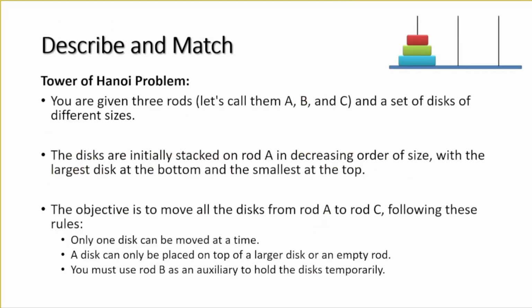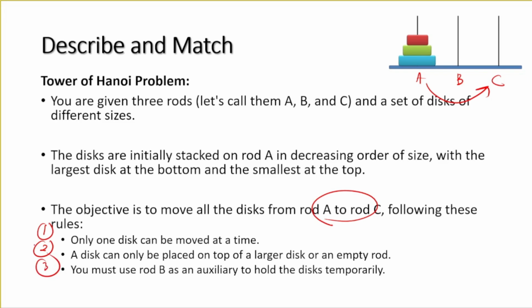You are given three rods. Let's call them A, B, and C. A set of discs of different sizes. The discs are initially stacked on rod A, in decreasing order of size, with the largest disc on the bottom and the smallest on the top. The objective is to move all the discs from A, this is A, this is B, to this C. Okay, A to C. But following the rules: number 1 rule, number 2 rule, number 3 rule.